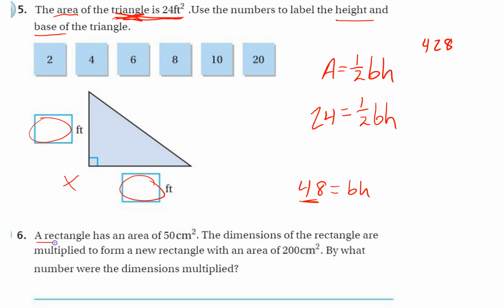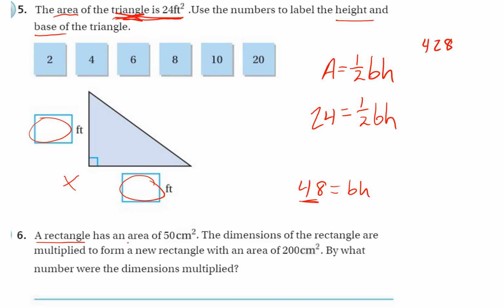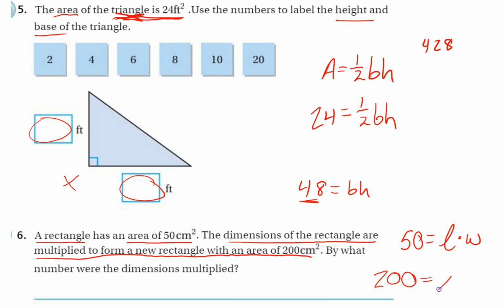All right, number 6, a rectangle, so it has 4 sides, and the formula is area equals length times width, or I can say base times height. It has an area of 50 centimeters, so 50 equals length times width. The dimensions of the rectangle are multiplied to form a new rectangle with an area of 200. So the new rectangle has an area of 200.